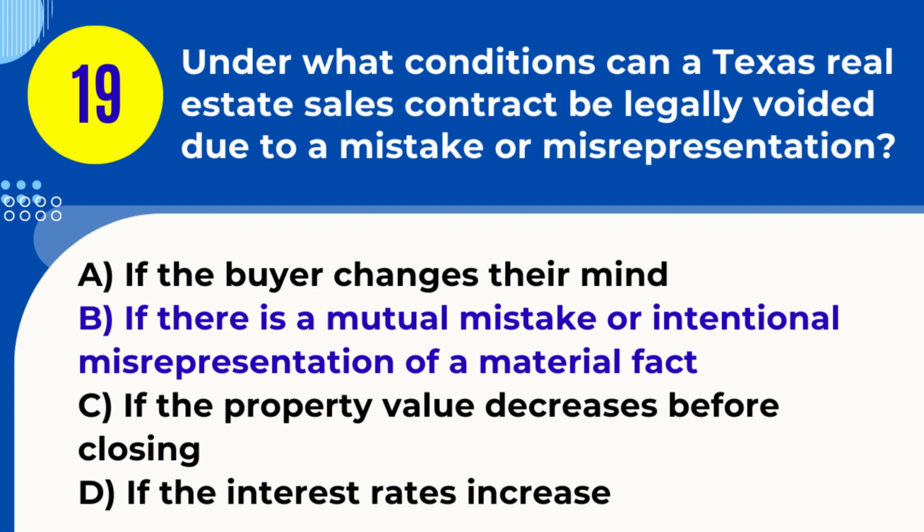Explanation. A Texas real estate sales contract can be legally voided if there is a mutual mistake or intentional misrepresentation of a material fact that significantly affects the transaction.